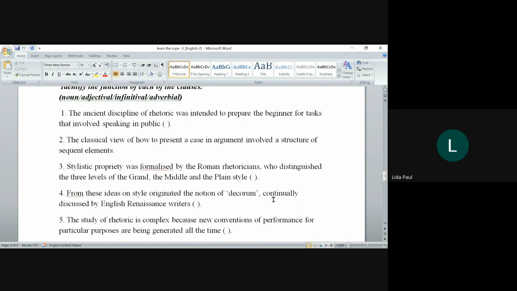Why is it non-finite? It has "to prepare," right? So "to prepare the beginner." "To prepare" is what? It is a to-infinitive form of the verb. It's non-finite. It doesn't show tense. Now, what about the second one? "That involved speaking in public." Tell me also the reason why you would say whatever it is.